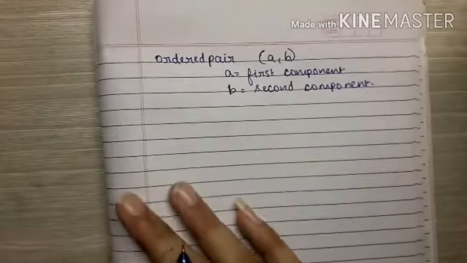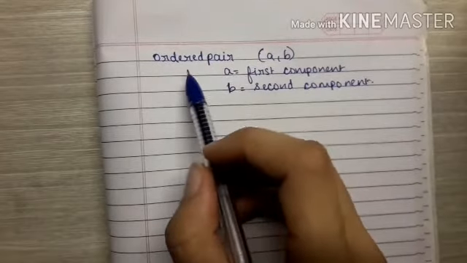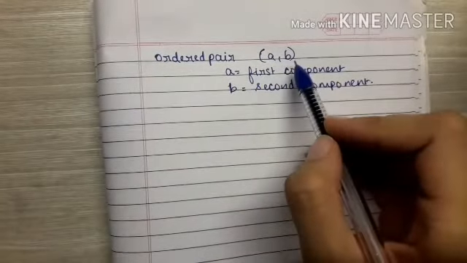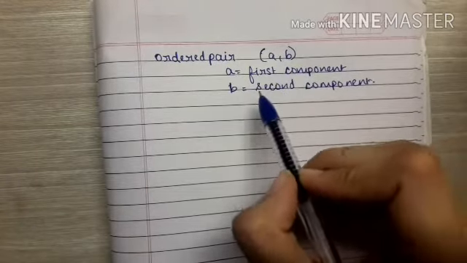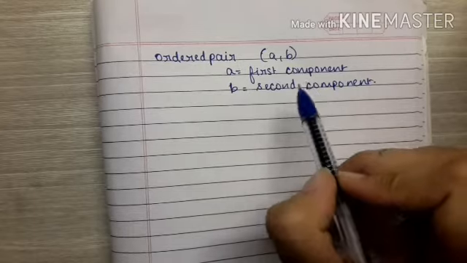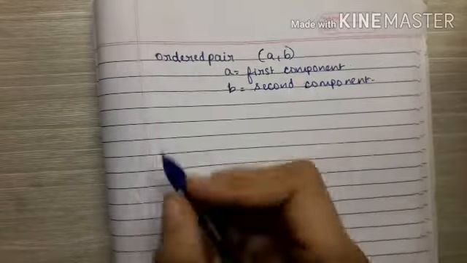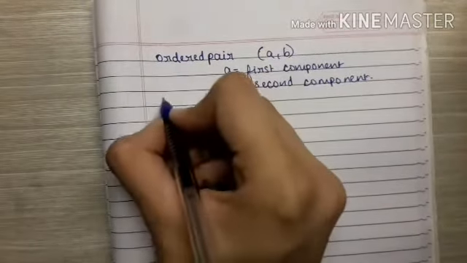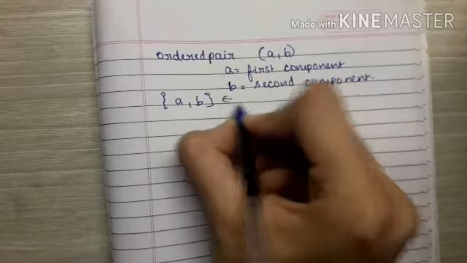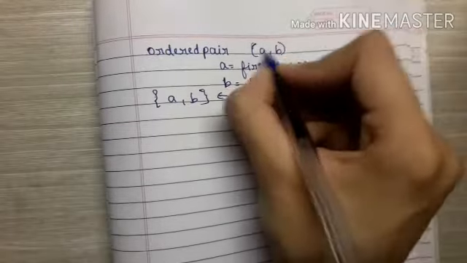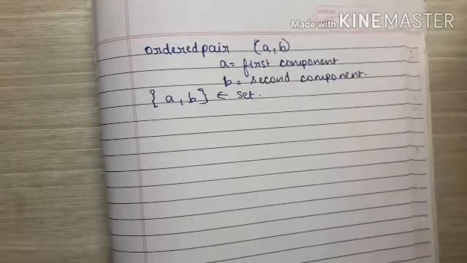So first comes the concept of an ordered pair, which is nothing but a pair of two elements, A being the first component of the ordered pair and B being the second component of the ordered pair. Remember that this is not the same as A comma B in curly brackets, because that denotes a set. These brackets denote an ordered pair.